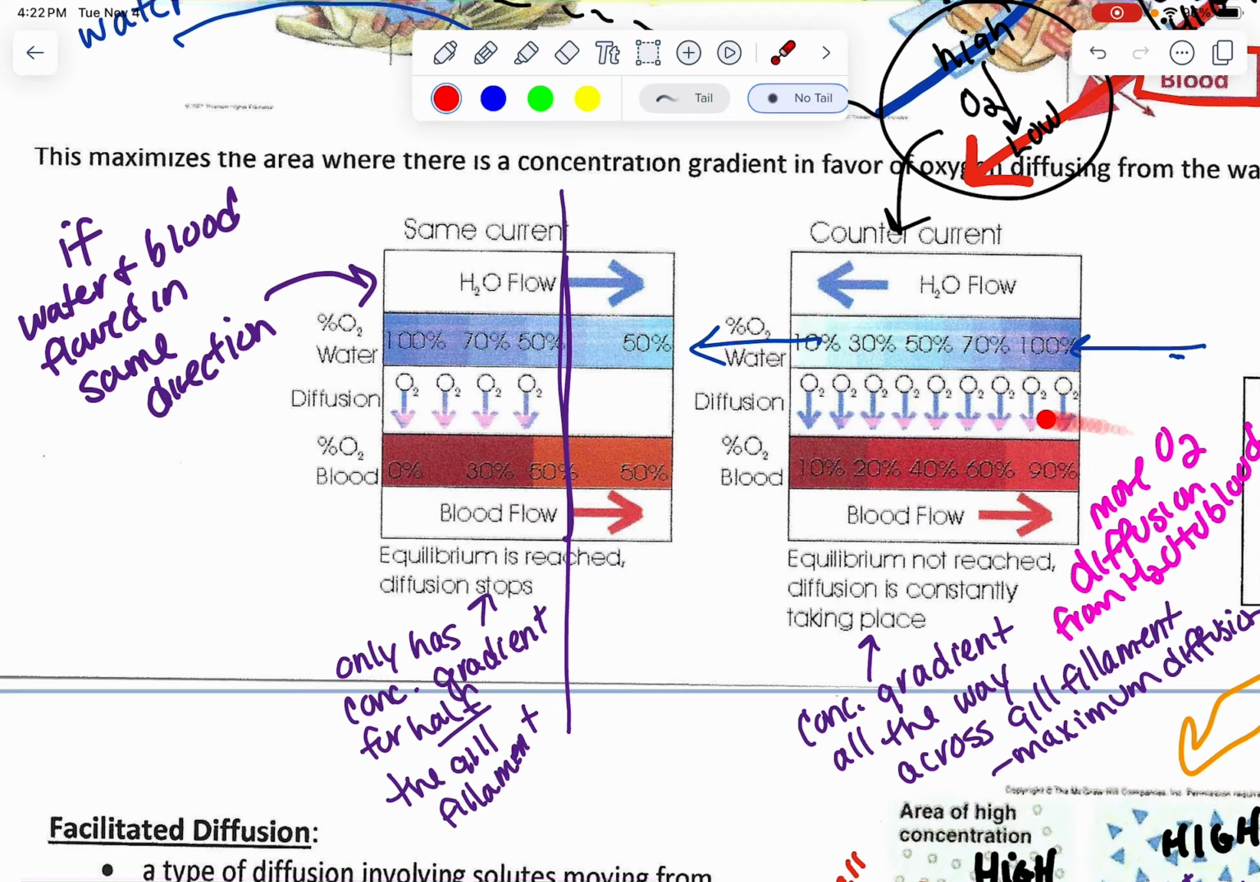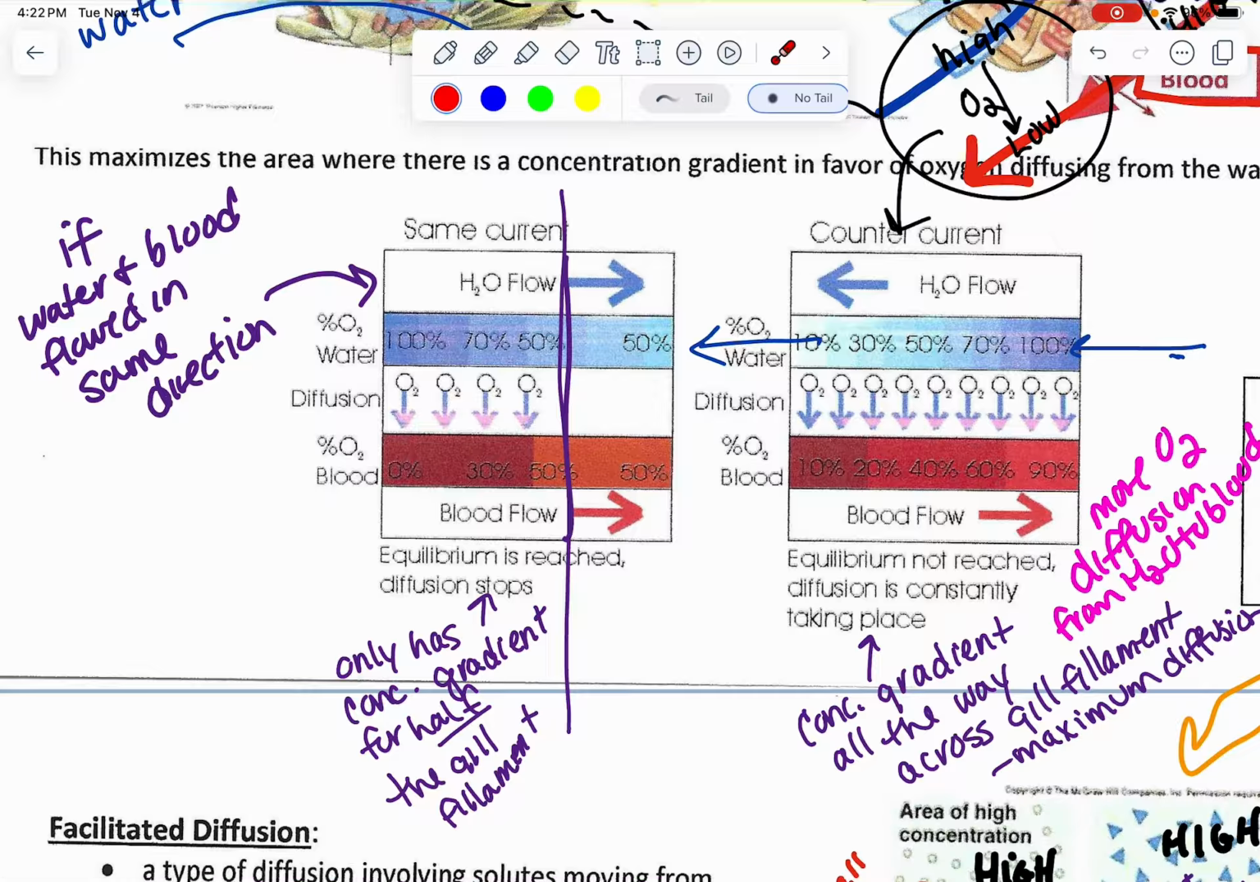But across the whole gill filament here, in the amount of time that water goes whoosh, and blood is going whoosh, there is a concentration gradient the whole way across. So the diffusion is happening the whole way across the gill filament. So you're going to get a maximum amount of diffusion because these two fluids are going in the opposite direction.